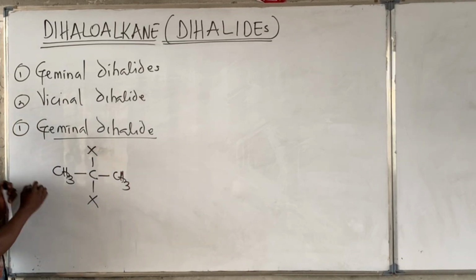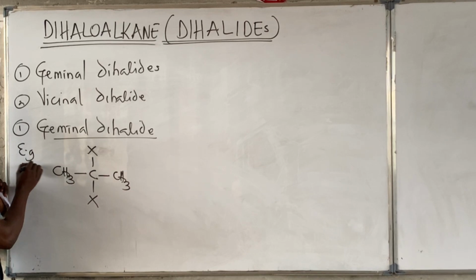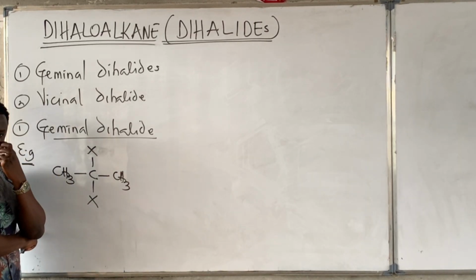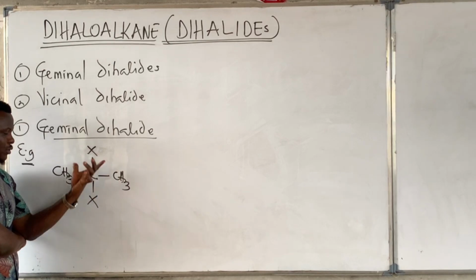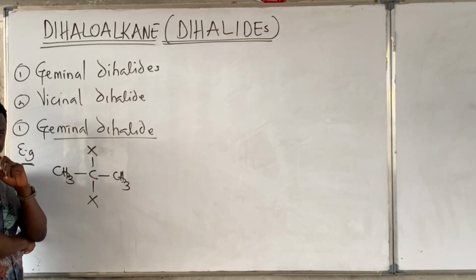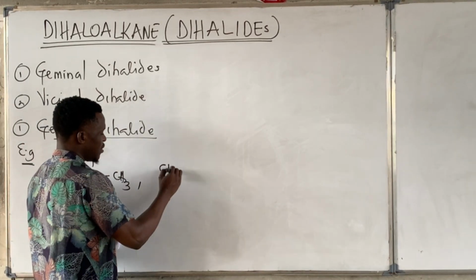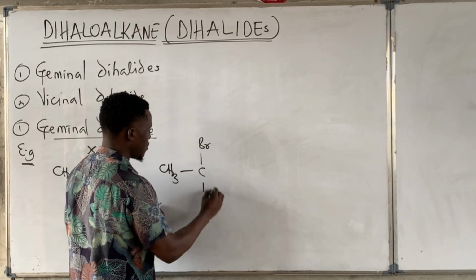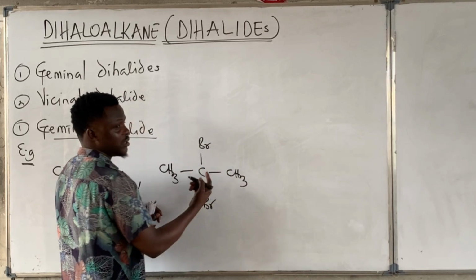This is an example. Two halide groups are attached on the same carbon. This is halide, both of them are attached on this carbon. If I replace this guy with, let's say, bromo, it becomes Br. This is an example.